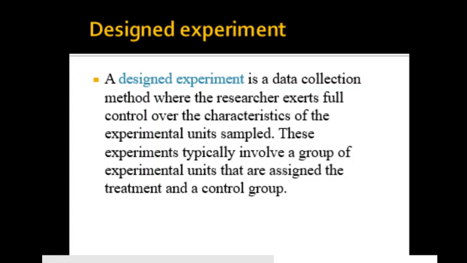So for a designed experiment, it is the data which is collected when a researcher has full control over the characteristics of the experimental units that are being sampled. That means the researcher can make changes in the experimental units. It can apply some kind of treatment. And we usually have multiple groups of these experimental units. These groups are called treatment groups. And there is a control group, which is more like a group on which no treatment is applied or just a placebo is applied.